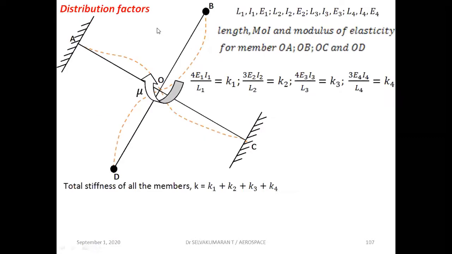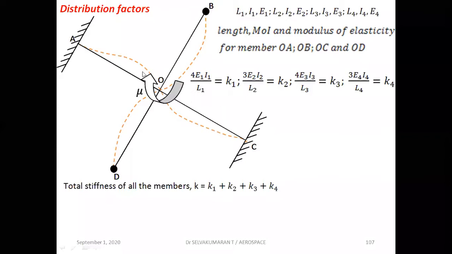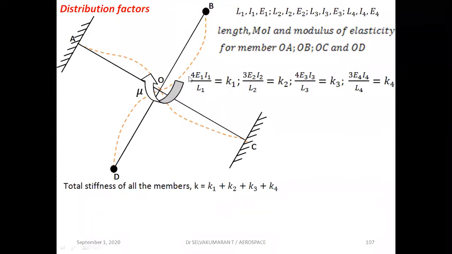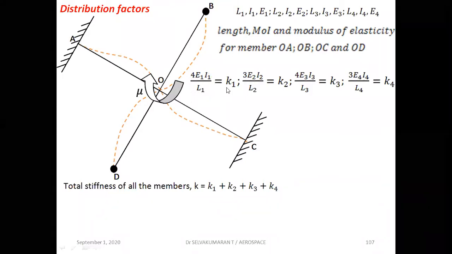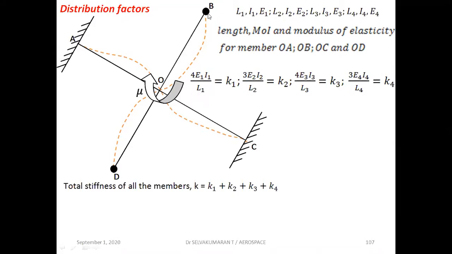Now distribution factor. So I am taking members like this, OA, OB, OC, OD. O is a common joint to all the members. So L1, I1, E1 and so on are the length, moment of inertia and Young's modulus for OA, OB, OC, OD. So OA, A is fixed, so 4 EI by L, that is 4 E1 I1 by L1, K1. And this is K2. This is hinge support. So 3 E2 I2 by L2.